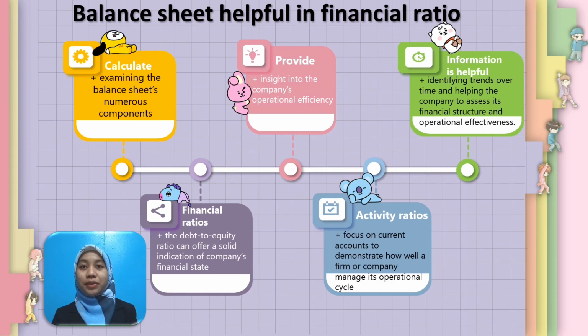Activity ratios primarily focus on current accounts to demonstrate how well a firm or company manages its operational cycle, including receivables, inventory, and payables. Information in balance sheets is helpful for identifying trends over time and helping the company assess its financial structure and operational effectiveness. Furthermore, balance sheet ratios may be used and are very helpful to compare a company to its direct competitors.